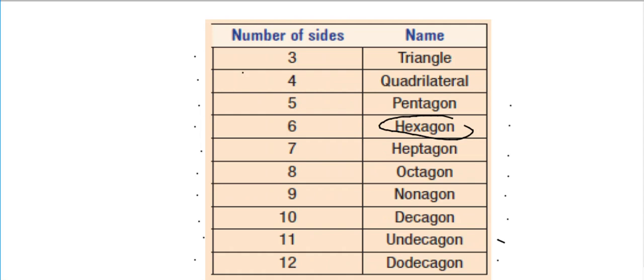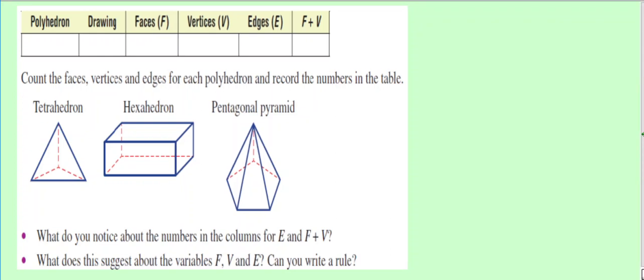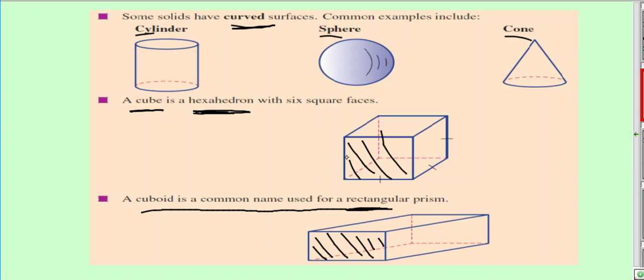It's really important you get your head around that. Now we look at the number of faces that it's got, not the number of sides that you did with that last one. Number of faces, but you still give it the same name, so it's a hexahedron. Now, if we have a rectangular prism, a cuboid is a common name used for a rectangular prism. It's got a rectangular face at the front, not a square face like these, because all these sides are the same length.